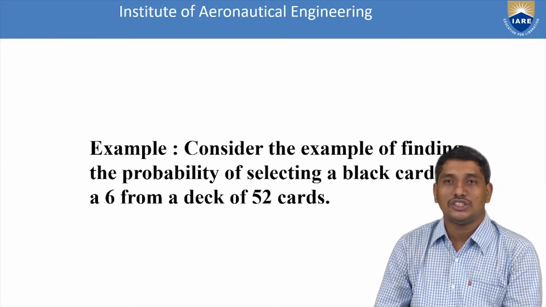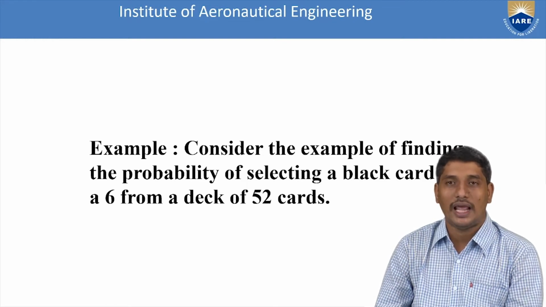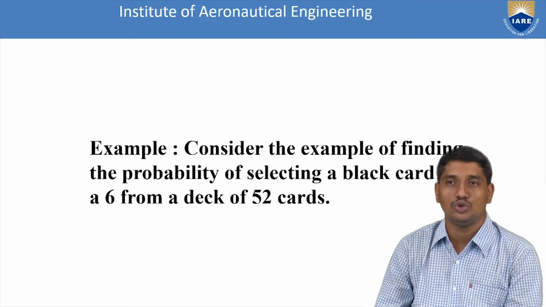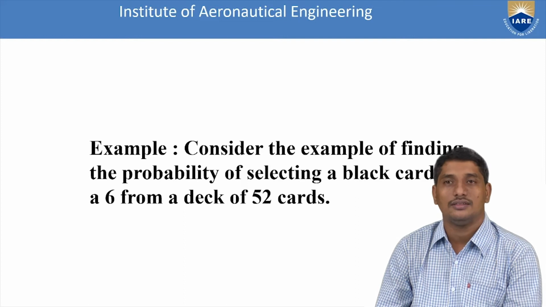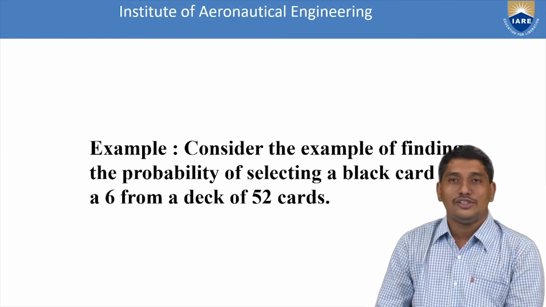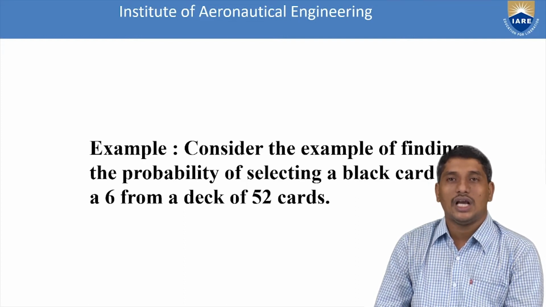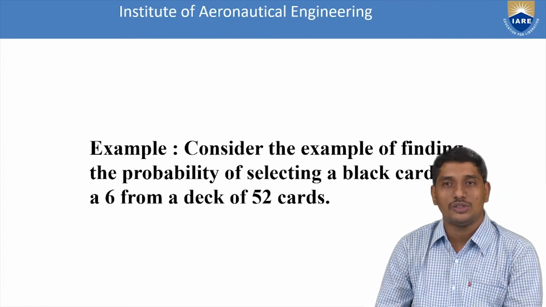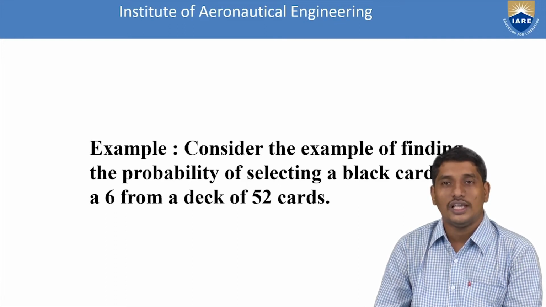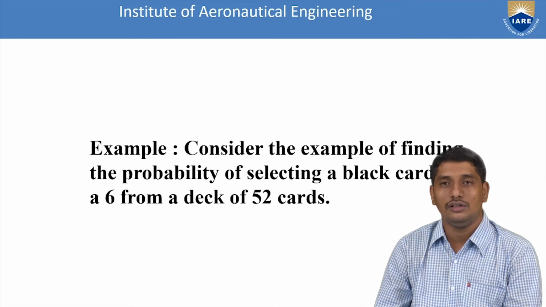So red cards consist of 2 kings, 2 queens, 2 jacks, 2 aces. Similarly, black cards consist of 2 kings, 2 queens, 2 jacks and 2 aces. Also, the cards jack, queen and king, the 3 cards together, are known as face cards because they contain human faces. So in total, a deck of cards consists of 12 face cards.